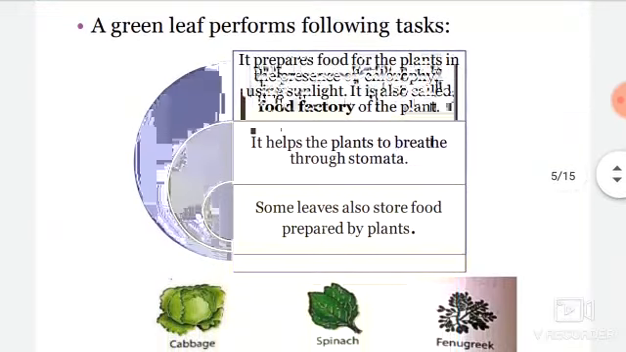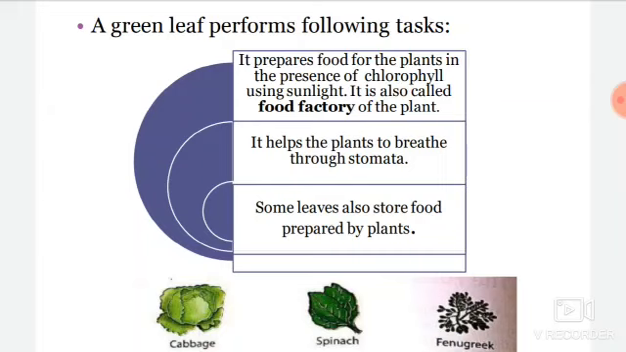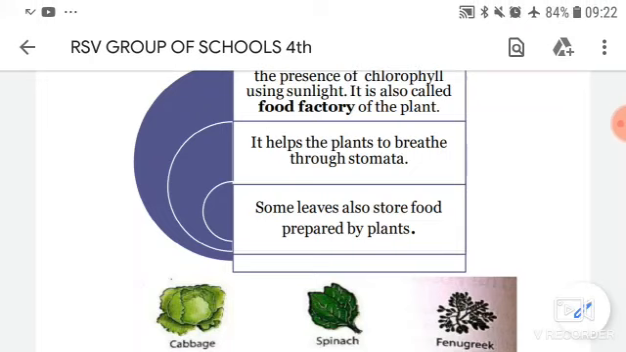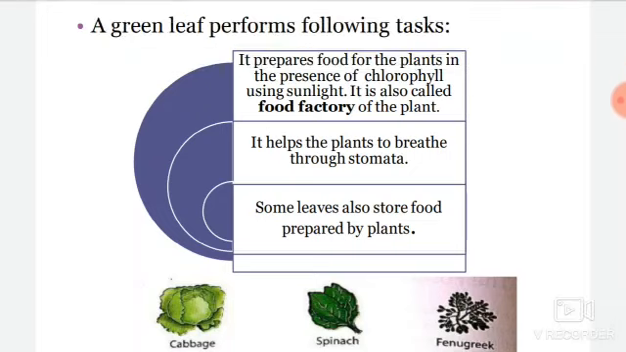Now we will discuss the task of the green leaf. What work does it perform? It prepares food for the plant in the presence of chlorophyll and by using sunlight. And that's why the leaf is also known as the food factory of the plant. It also helps the plants to breathe through stomata. Earlier we discussed stomata. These are the small pores that allow the exchange of gases.